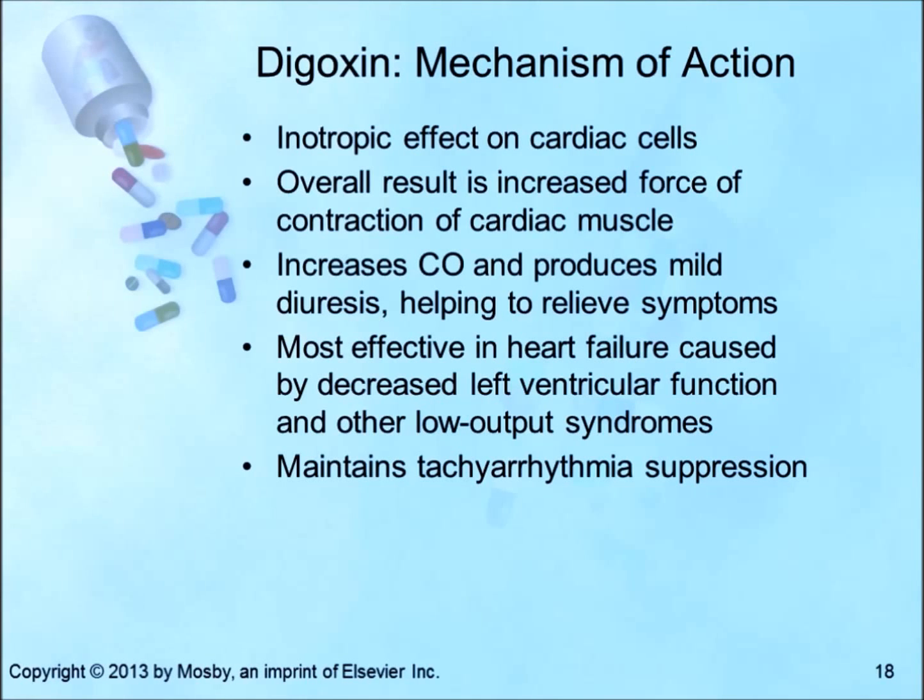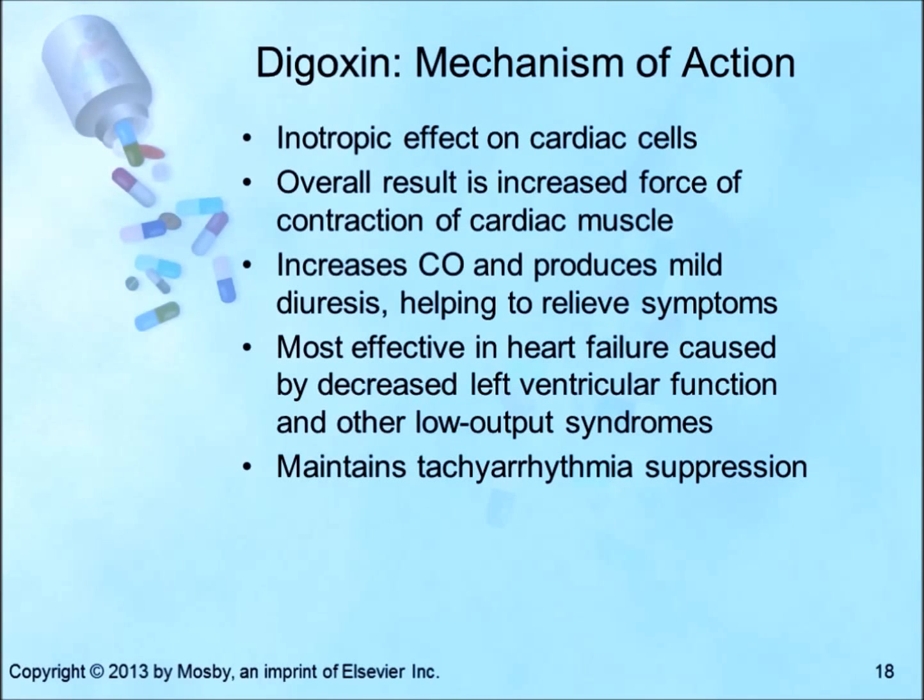So to summarize, the cardiac glycosides increase the force of myocardial contraction. They depress the sinoatrial node by stimulating vagal activity. They prolong conduction to the AV node via vagal stimulation. They increase the refractory period of the AV node and increase peripheral resistance. The heart rate is slowed both vagally and extravagally. And in heart failure, digoxin increases cardiac output and produces mild diuresis, helping to relieve the symptoms.